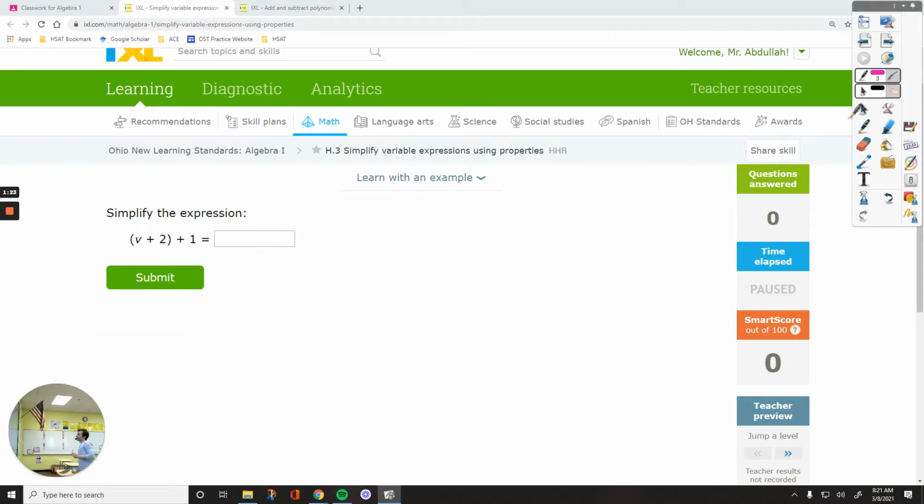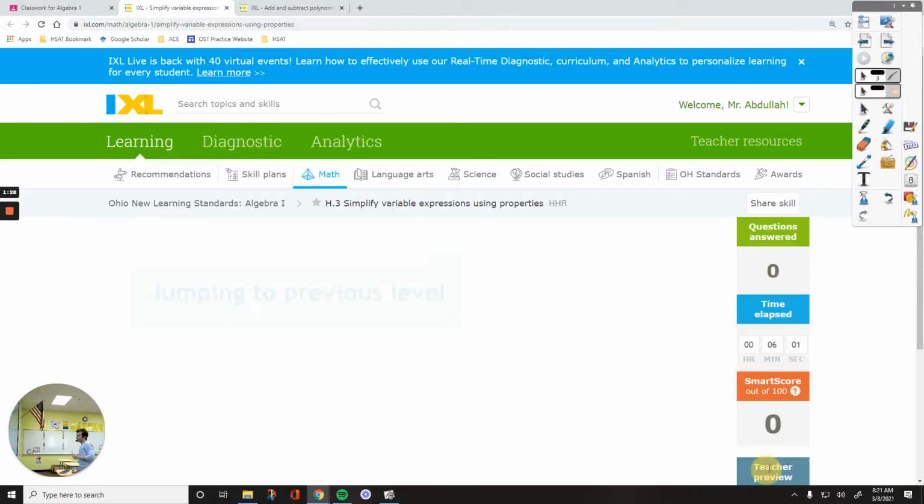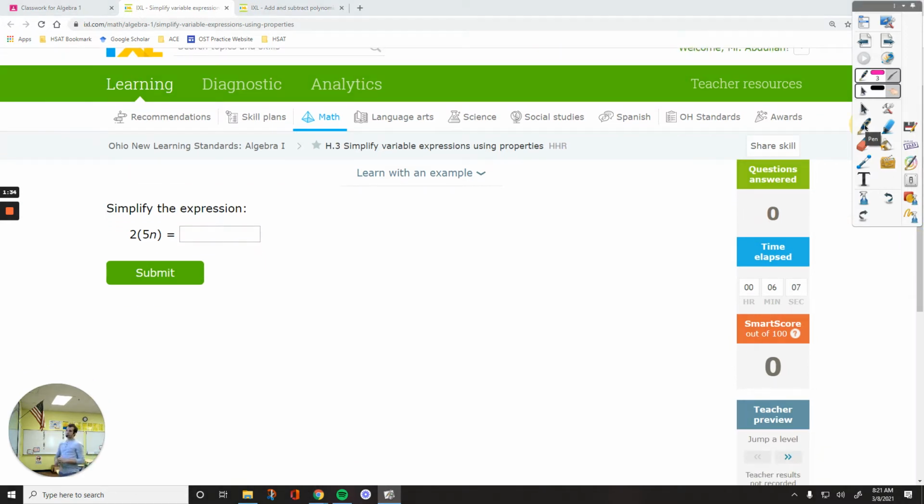Okay, the next question is, let's just jump a level or get back and then submit. Okay, let's do this one. So 2 times 5 times n. To highlight the like terms, I'm going to use the same colors for the like terms. 2, and then there is a product between them. Even though you don't see anything, there is a multiplication symbol in there. So 2 times 5n. 2 and 5 are numbers, they are like terms, so I want to use the same color for those two. And then for the variable I have, I'm going to use green. Now it's more clear to see the like terms.